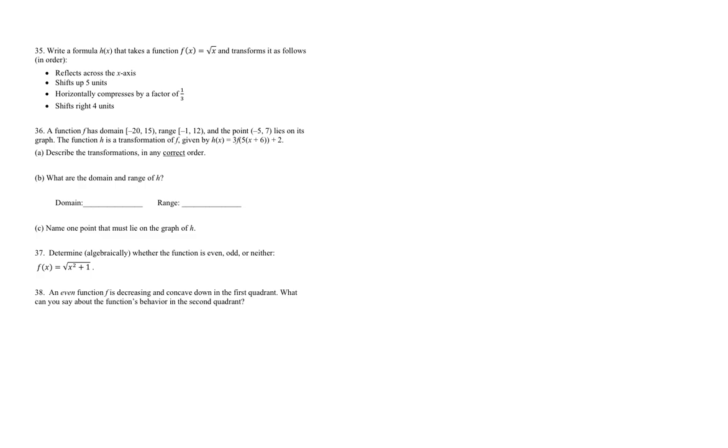All right, let's do number 35. Write a formula that takes the function f of x equals square root of x and transforms it as follows. So what are the transformations given here? First, I'm going to reflect across the x-axis. So that would be a flip over the x-axis. So that would be a negative out front.